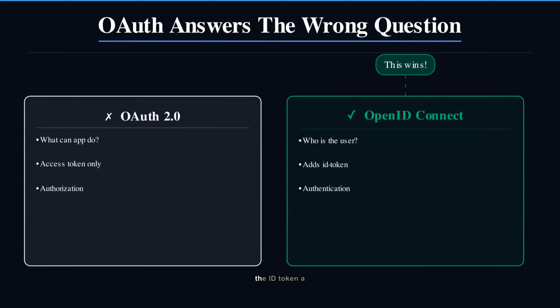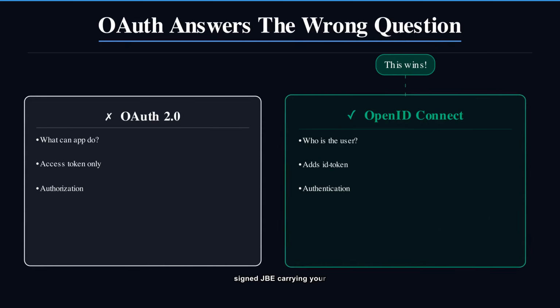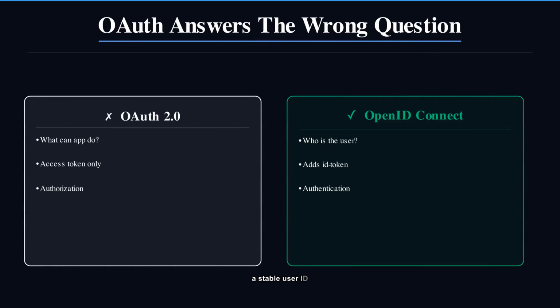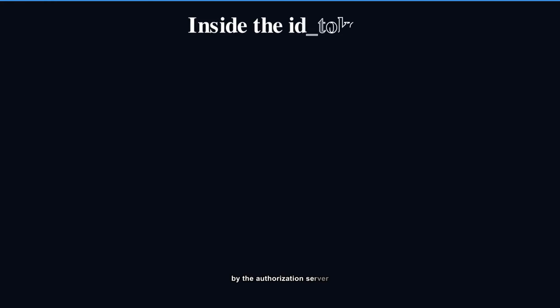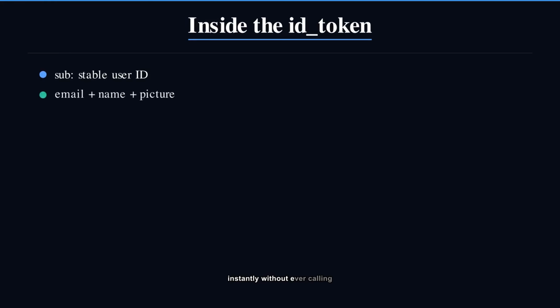OIDC adds one new thing, the ID token, a signed JWT carrying your identity. It holds a stable user ID, plus email, name, and picture. Because it's signed by the authorization server, your app trusts it instantly, without ever calling an API to double-check.